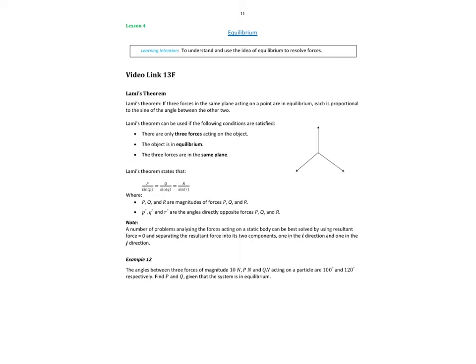Finally, Lami's theorem brings together the triangulation of forces and that sine rule process that we've been doing. Instead of creating the triangle of forces, what we're saying is that P over sine of theta is equal to Q over sine of theta 2, which is equal to R over sine of theta 3. So in actual fact, it's just the force over the sine of its corresponding angle; they all balance out.